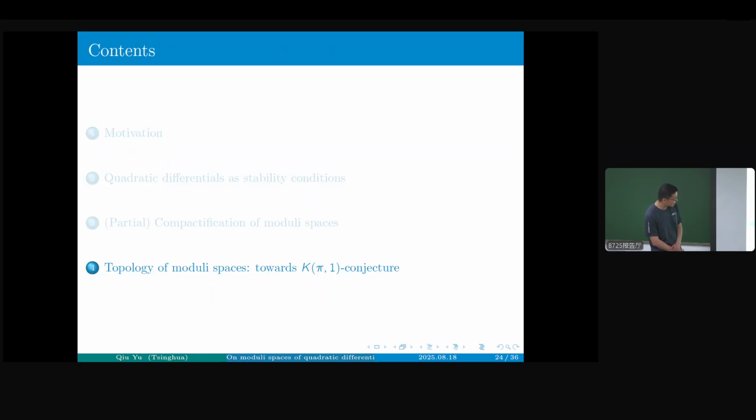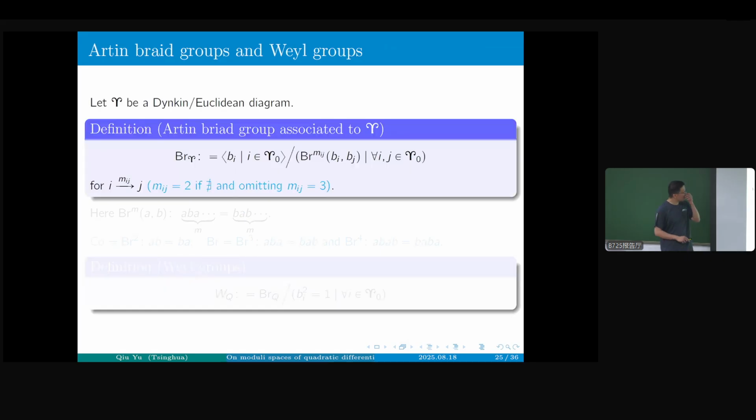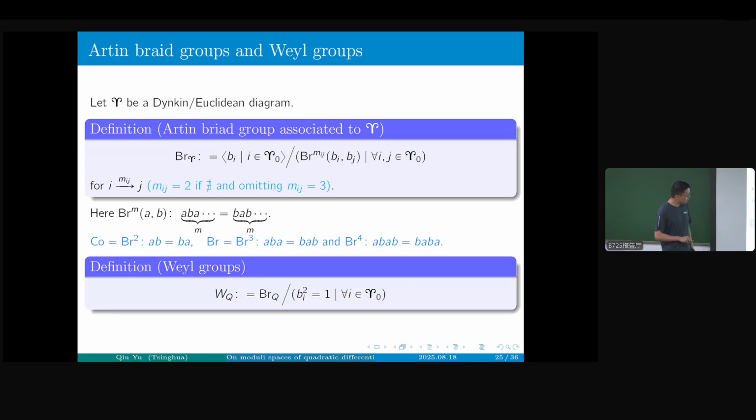So let me first mention the classical K(π,1) conjecture. The braid group: if you give me a Dynkin or Euclidean diagram, or in general any diagram, there's a braid group, or Artin braid group. Basically, for each vertex, you have a generator. For each pair of vertices, you look at the edges between them. If there's no edge, you will have a commutative relation. If there's one edge with label 3, or sometimes people will just omit this 3, you will have a braid relation. And in general, you can have higher braid relations. If you are not familiar with braid groups, by adding the square-to-1 relation, you get the Weyl group. So maybe that's more familiar. And by the Dynkin classification, the Weyl group is finite if and only if the diagram is a Dynkin, Coxeter–Dynkin diagram. And the braid group is a natural covering of the Weyl group.